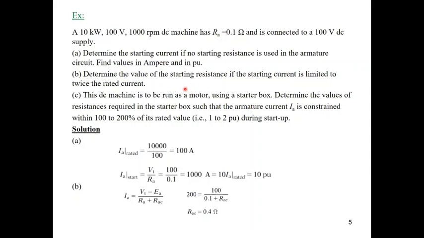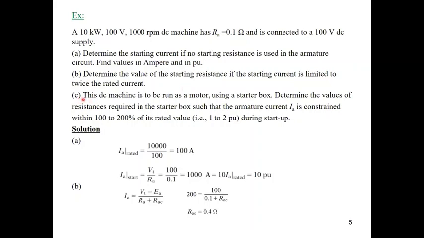Are we going to apply the 0.4 ohm resistance for all the time during starting, or can we make the operation in steps? Actually, as we described in the starter, we prefer to do it in steps in order to speed up the machine starting time. So how can we do that? This is what we are going to describe now in part C.